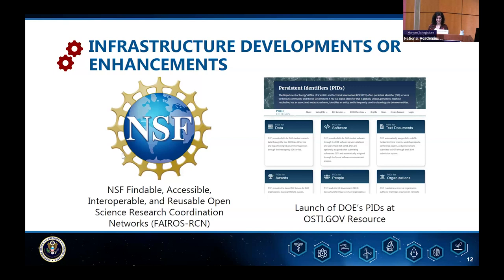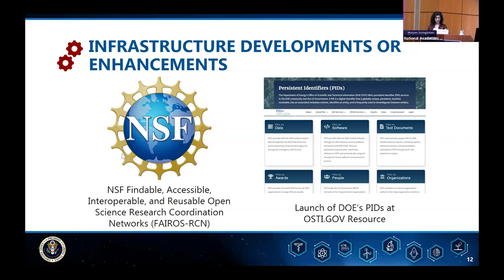Still, this last year saw some exciting developments, including the launch of the Department of Energy's Persistent Identifiers at OSTI resource, which is a really convenient one-stop shop for researchers and federal agencies and other members of this enterprise to learn about the PIDS services that DOE provides, as well as better understand persistent identifiers more broadly. This is especially important given OSTP's expectations around the use of persistent identifiers moving forward. So it's a really wonderful resource to have out there now.